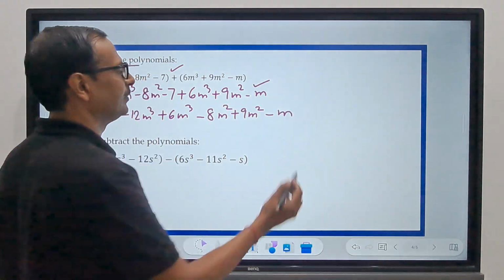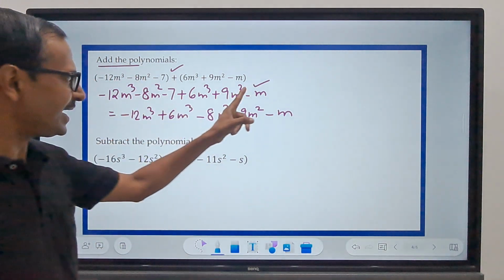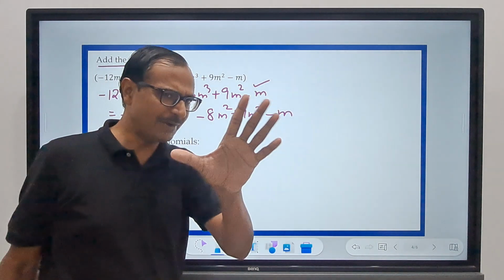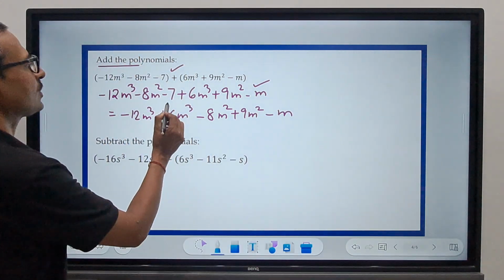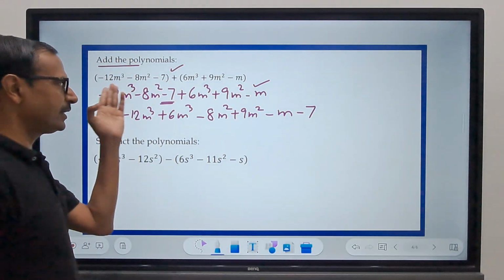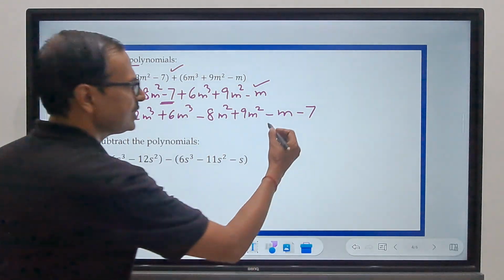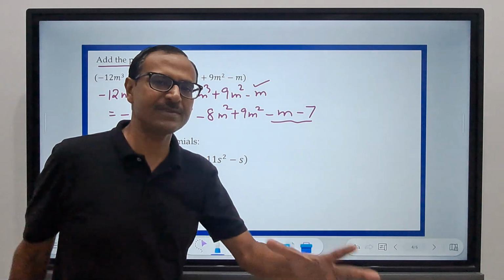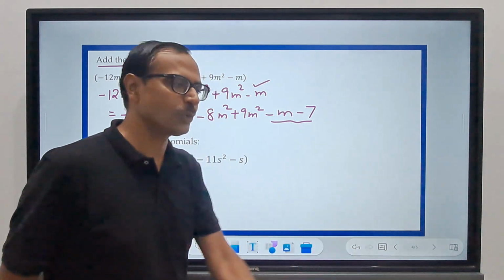That's the lone term. There is no other term which contains only m, and therefore I have to write m also. And then there is a constant minus 7. That's also alone. There is no other number in the question. So these two terms are not going to make a difference now. They will remain in the answer also.